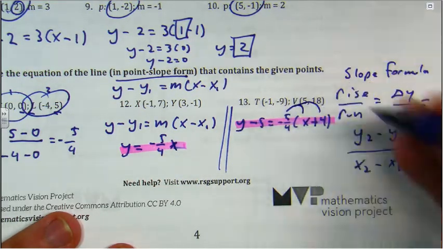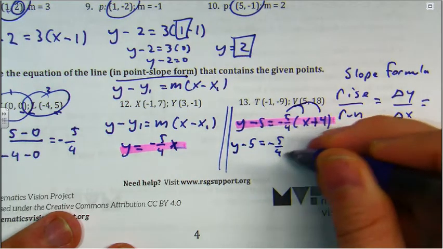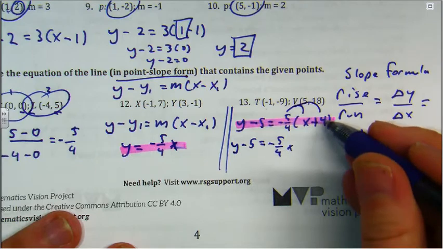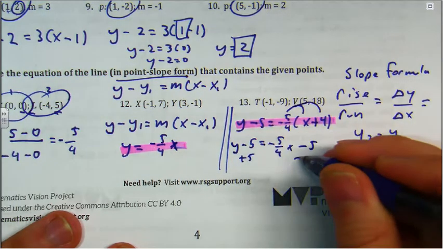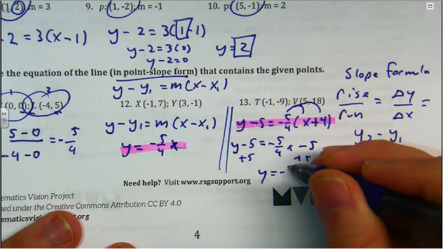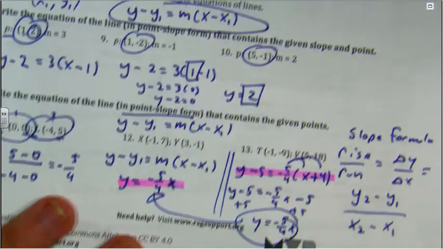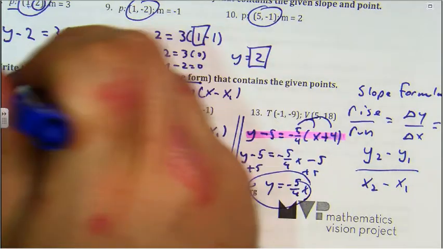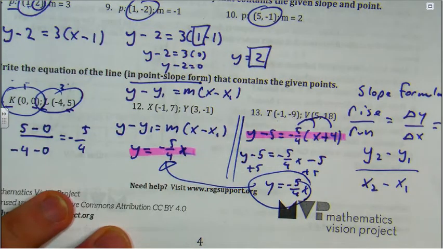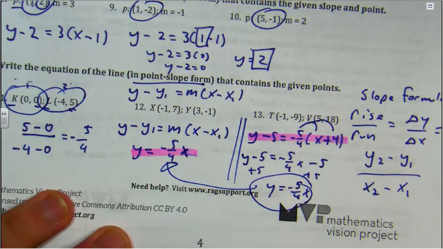I'm going to distribute the negative 5/4. Give me y minus 5 equals a negative 5/4 x. And negative 5/4 times a positive 4 would just give me a negative 5. I'm then going to add 5 to both sides, giving me y equals negative 5/4 x. And you'll see that it's exactly the same as the other point version. So either way works. We get to choose which point we want to use, which can be challenging because there's multiple points. But what we see here is that it doesn't matter which point we choose because it is the same relationship. We have proven that.